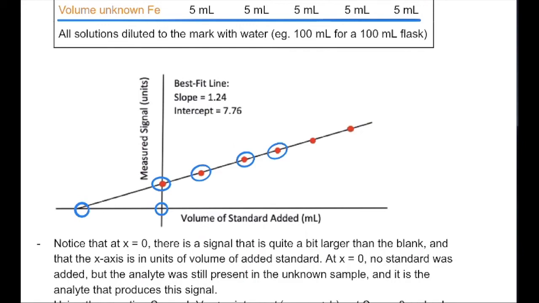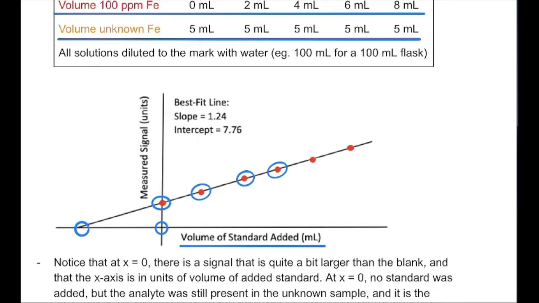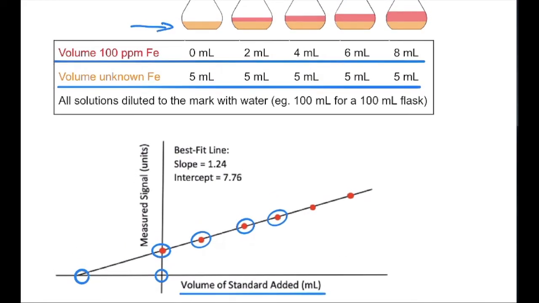And the other difference in this calibration curve is that on the x-axis, we don't have a concentration. Well, not in this case. It's possible that we could put a concentration down there, but usually we're putting a volume of standard added. So in this case, if we look back up at the dilution scheme, the first added standard is 2 milliliters, the second is 4, the third is 6, and so on and so forth.